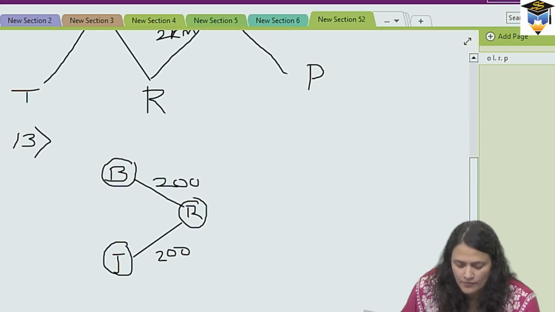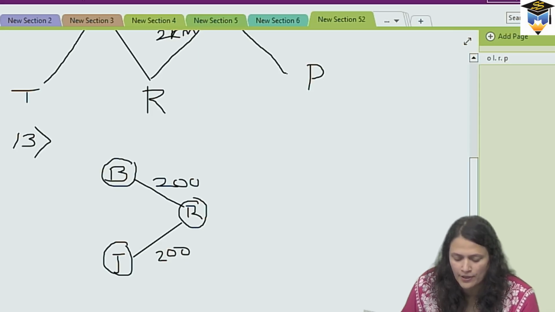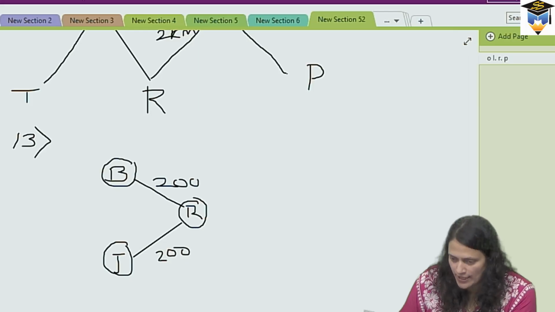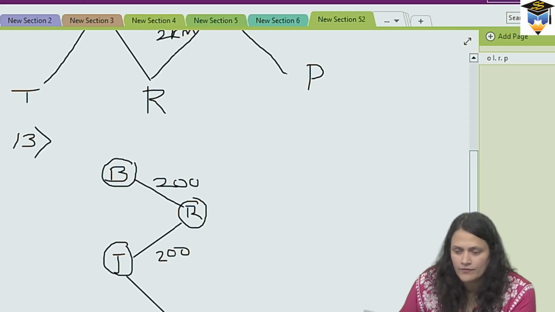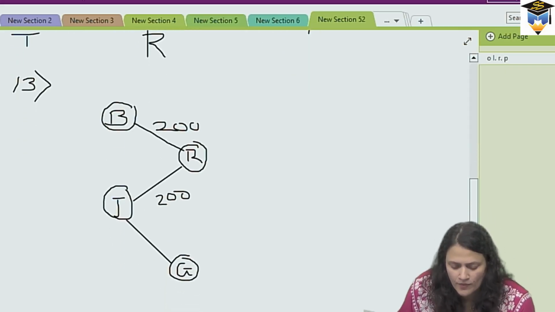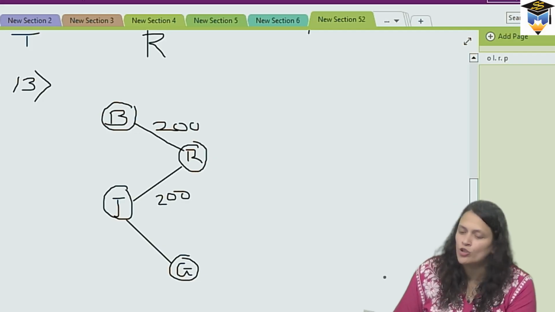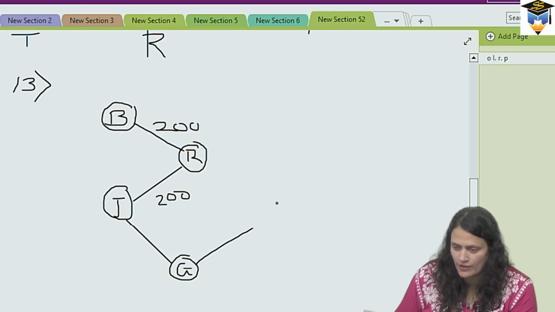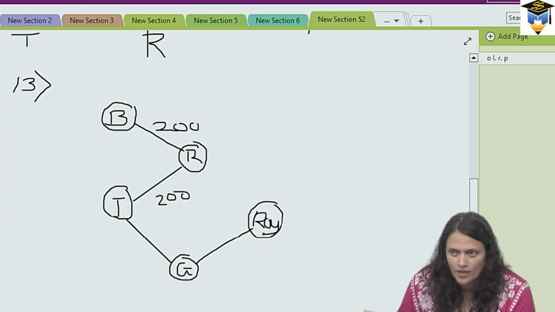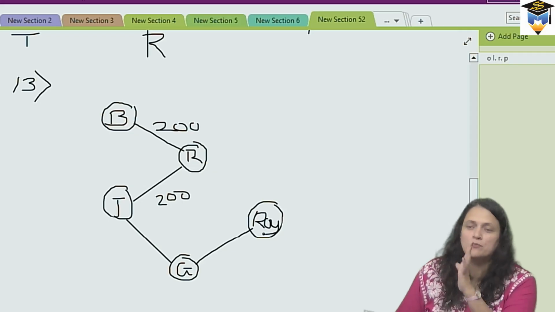Next is Gopal. Gopal is Joseph's neighbor and he stays 200 meters away in the southeast. So where will I place Gopal now? Southeast. Here, this will be Gopal. And then Roy is Gopal's neighbor and his house is located 200 meters in the northeast direction. So northeast, meaning this direction. Somewhere here is Roy. This is Roy. The question is: Roy's house is in which direction compared to Babu's?